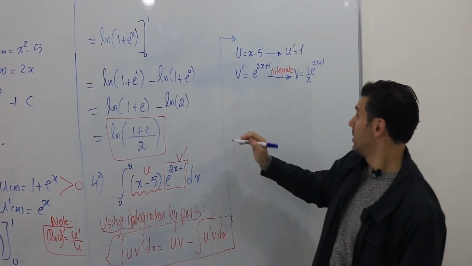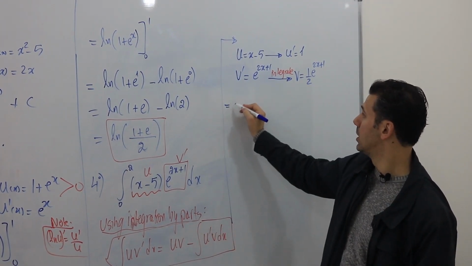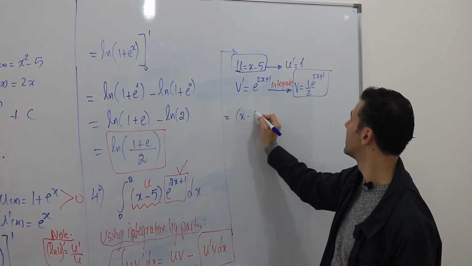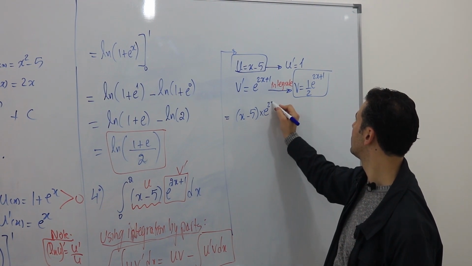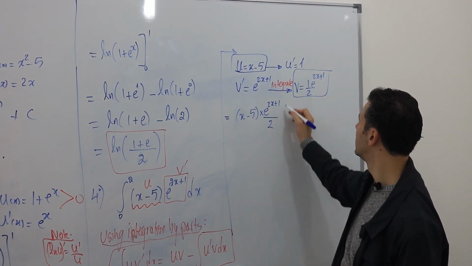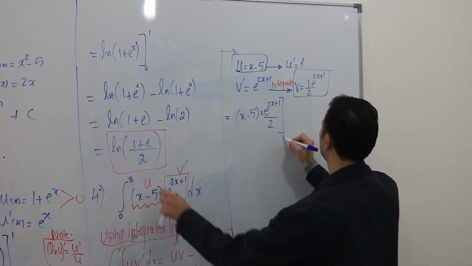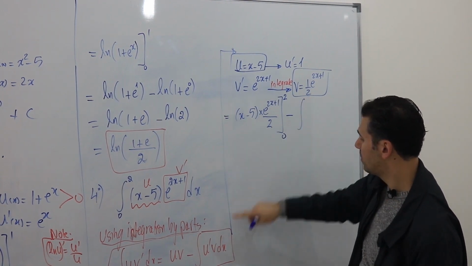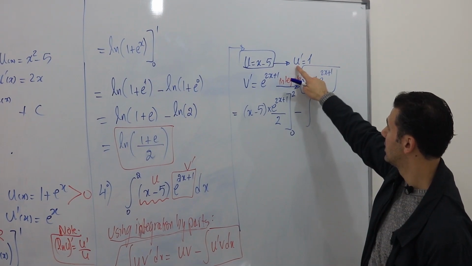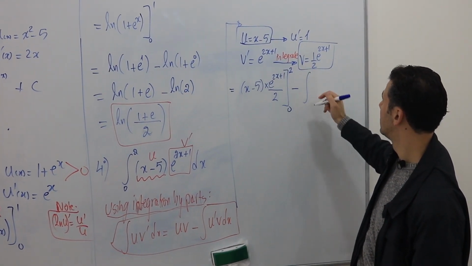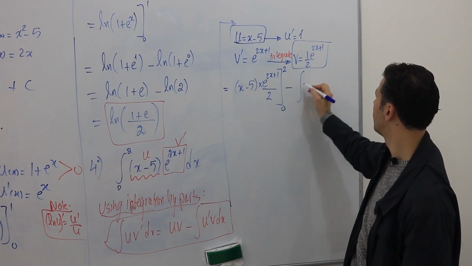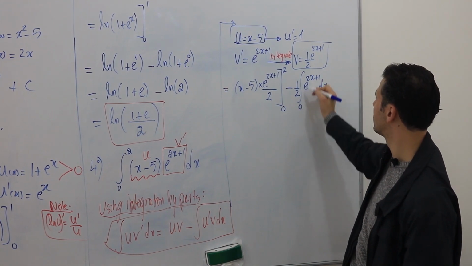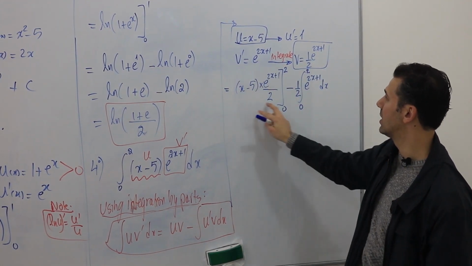Okay? Now, let's apply directly the integration by parts rule. uv, this is u and this is v. It will be x minus 5 times e to x plus 1 over 2, integrated between 0 and 2, minus the integral of u prime v. This is u prime, which is 1, times v, which is half. We just put half outside to get e to x plus 1 dx, between 0 and 2 again.